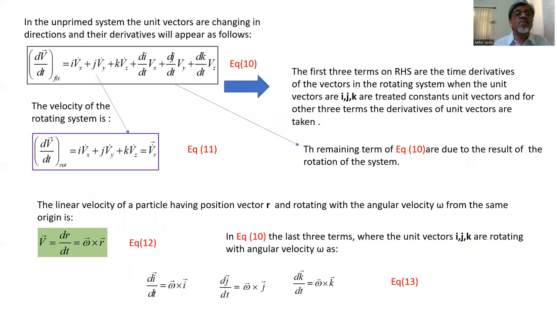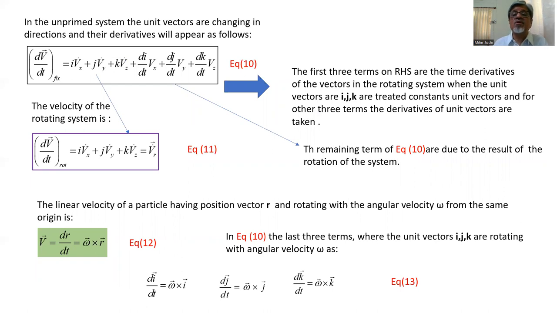In the unprimed system, the unit vectors are changing because that is a moving or rotating system. The vectors are changing in direction, so their derivatives will appear as well, as follows. We take dV by dt. First we take the derivative of the vector components: I V dot X plus J V dot Y plus K V dot Z. Then in the second term, we have the derivative of the unit vectors: dI by dt Vx, then dJ by dt Vy, plus dK by dt Vz. That is equation number 10.